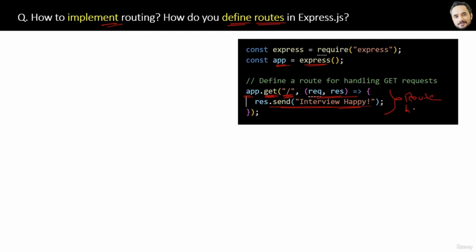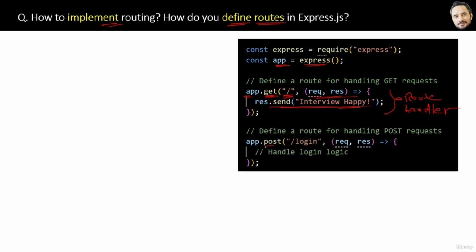Similarly, we can define the routes for other methods like post, put, delete. And if the URL is .com/login, that means this defined route will execute only when the URL has this login in it. Okay, and the request method is post only. For that only this will execute. Great. This is how we can define routes to implement simple routing.